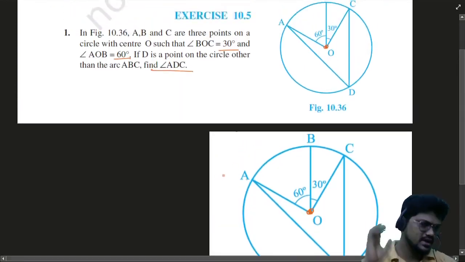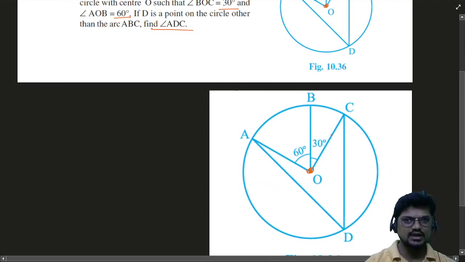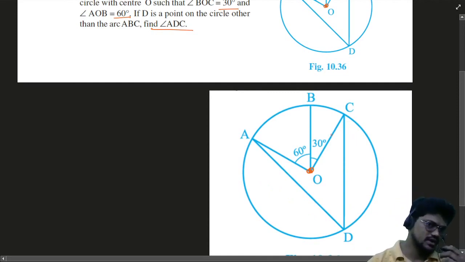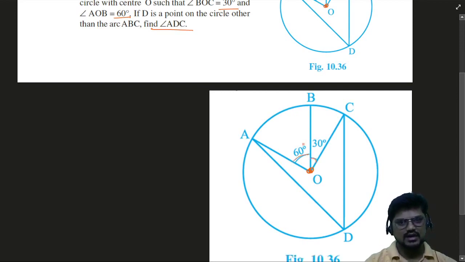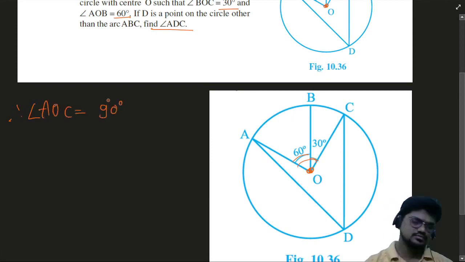Now what we need is angle ADC, right? This angle ADC is required. So how can we find it? See, if this is 30 and this is 60, can I say this whole angle is 90 degrees? Angle AOC will be equal to 90 degrees. Also, angle ADC can be found very easily.